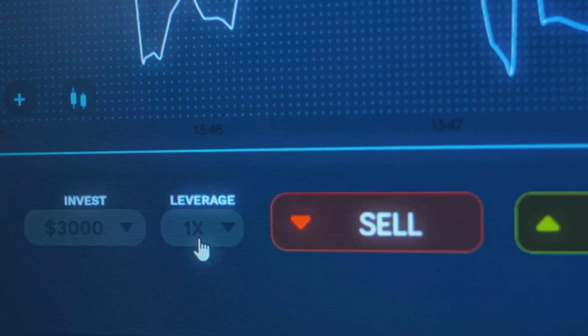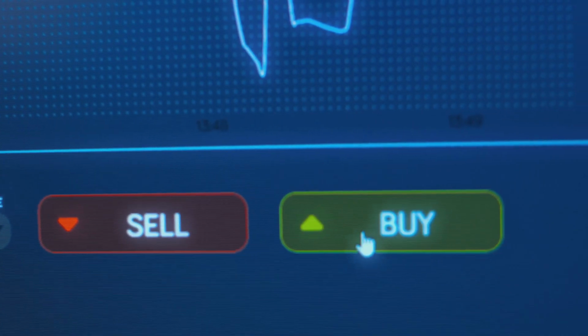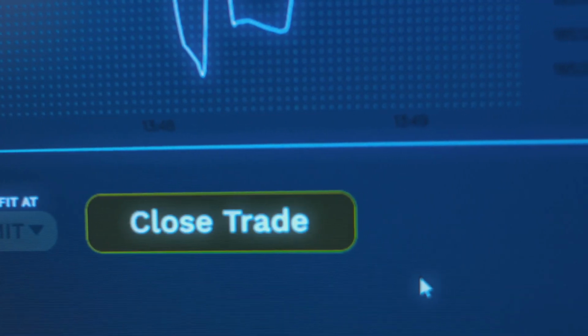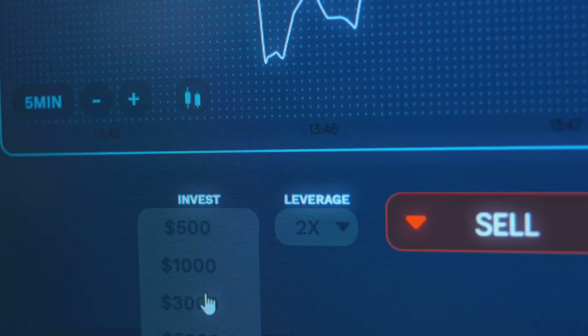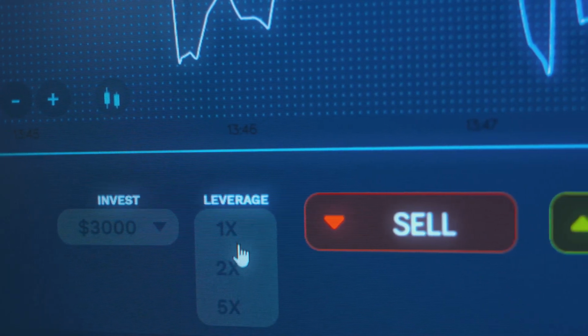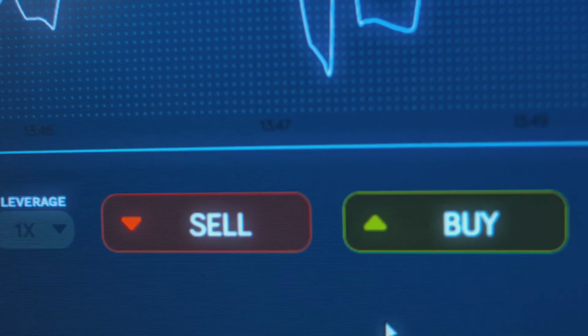For instance, risk 1% of your account to aim for a 2% gain, or risk 1% to aim for a 3% gain. Wait for rejection. Confirm with structure. Define entry. Set stop. Target. Following this structured plan removes emotion and guesswork from your trading.